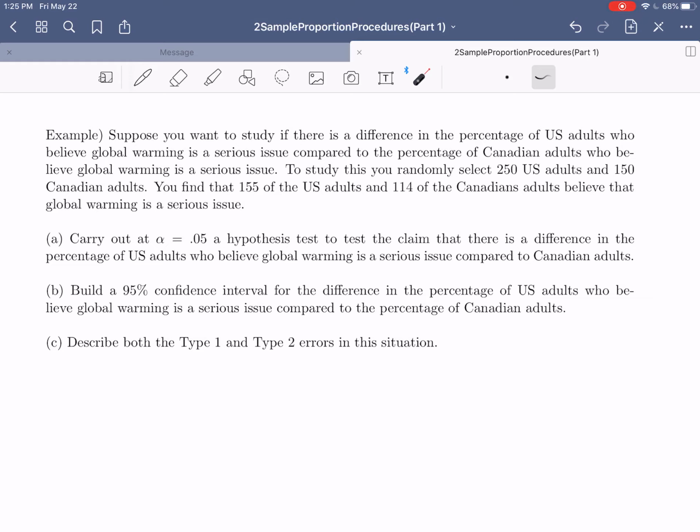Then we're going to build a 95% confidence interval for the difference in the percentage of US adults who believe global warming is a serious issue compared to the percentage of Canadian adults. And then we're also going to describe the type 1 and type 2 errors in this situation.